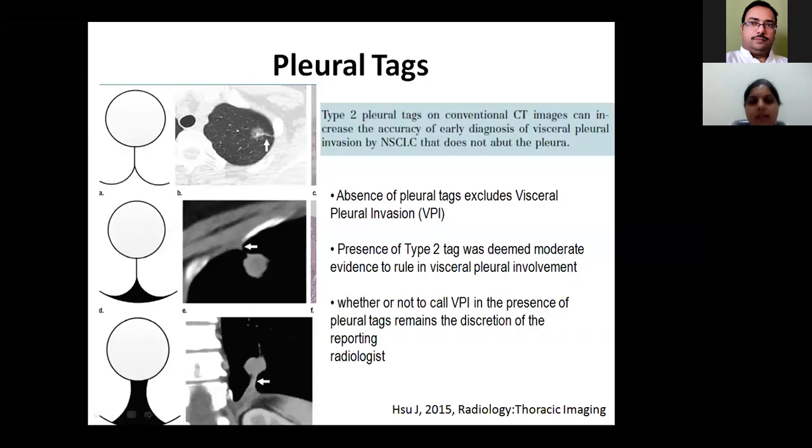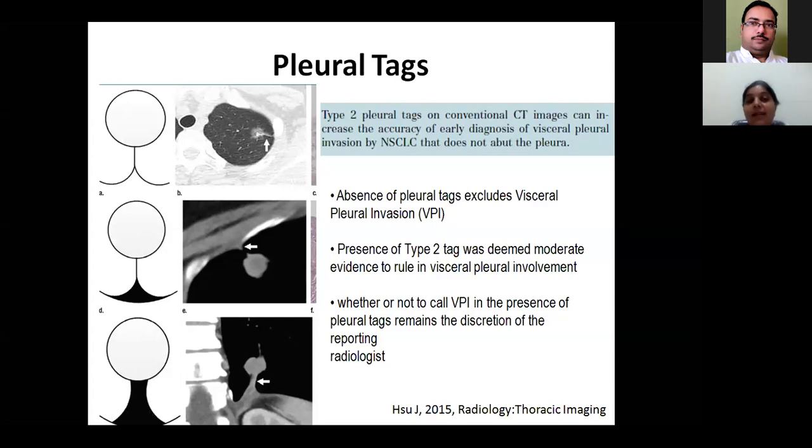What is considered to be ominous, particularly when seen in the mediastinal window, is this kind of a projection from the tumor, which is considered ominous and possibly visceral pleural invasion. If this tumor is less than 3 centimeters and has something like this, it will upstage the tumor to T2 disease. So this is something that you need to keep in mind.